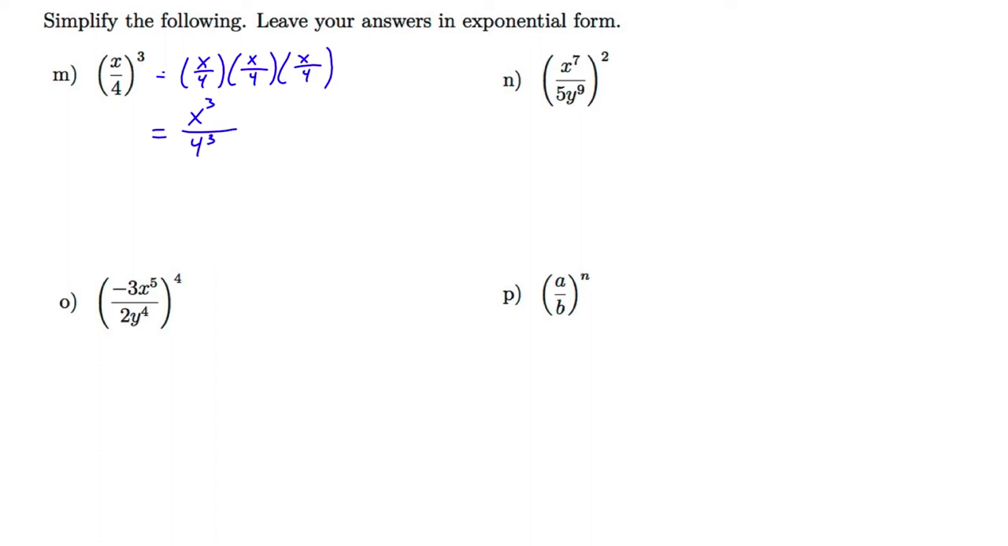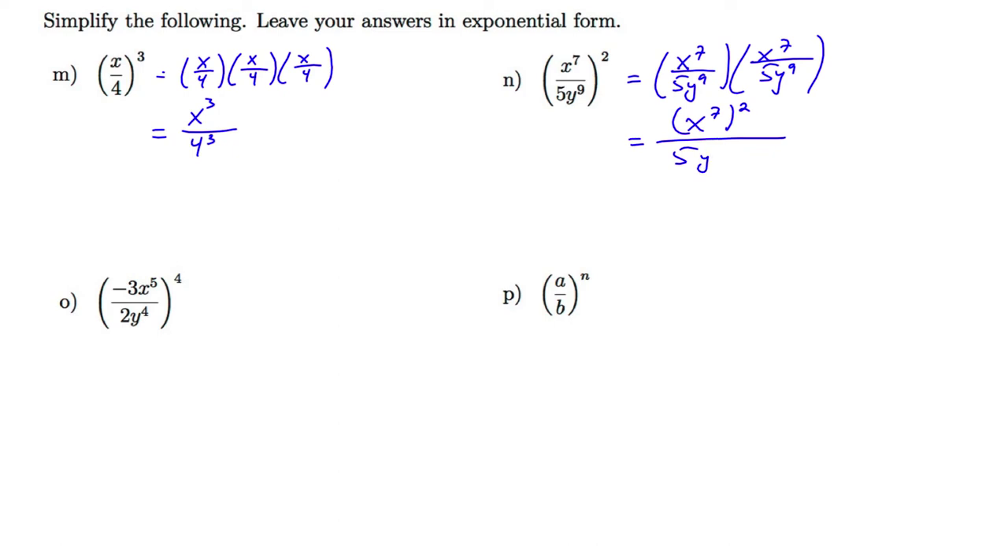In part N, we have x to the 7th over 5y to the 9th in parentheses squared. We know that squared tells us we'll have two of these, x to the 7th over 5y to the 9th, multiplied by each other. And we know when we multiply something by itself, that's really saying x to the 7th squared over 5y to the 9th squared, because we multiply the numerators together, and separately we multiply the denominators together.